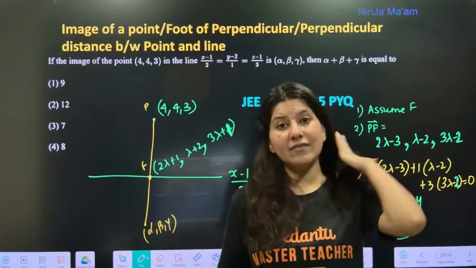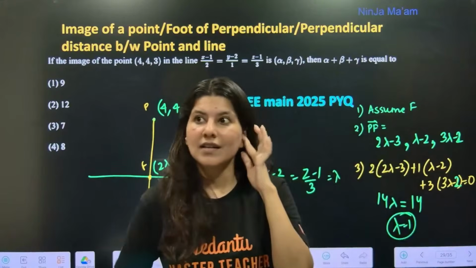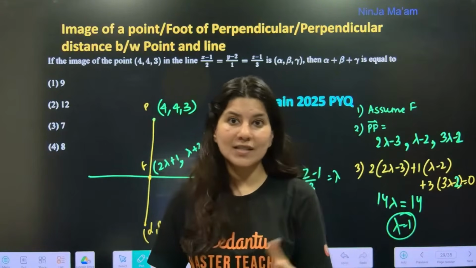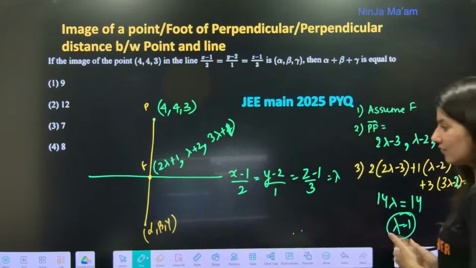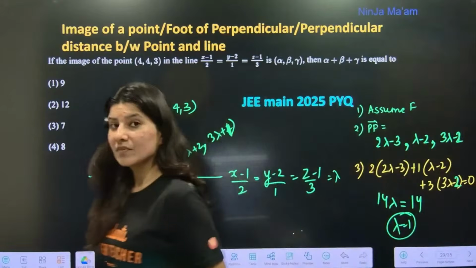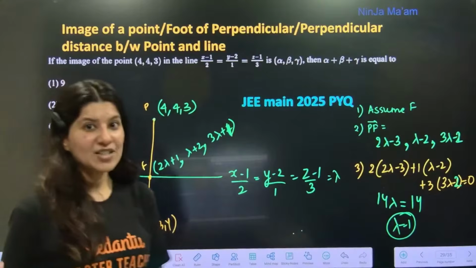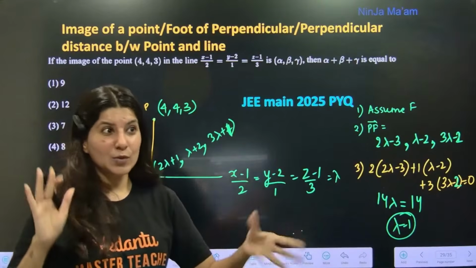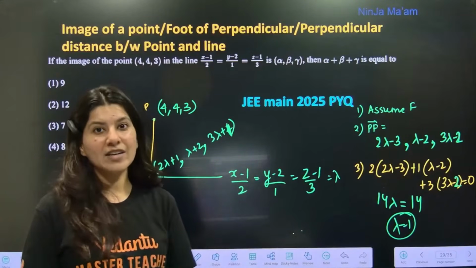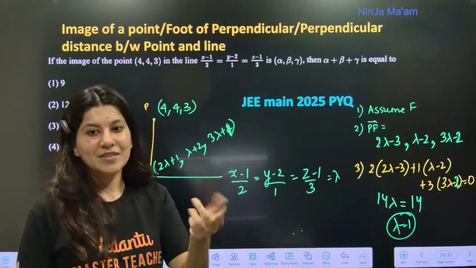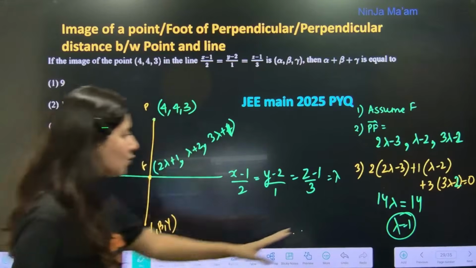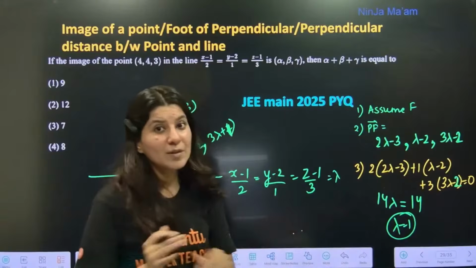Usually lambda will be just a simple value, either 1 or minus 1 or 2 or minus 2. If not, then recheck it. And if in rechecking you are getting lambda as random, like 12 by 13, then you have very bad luck. But usually, let's pray that lambda should be very easy.